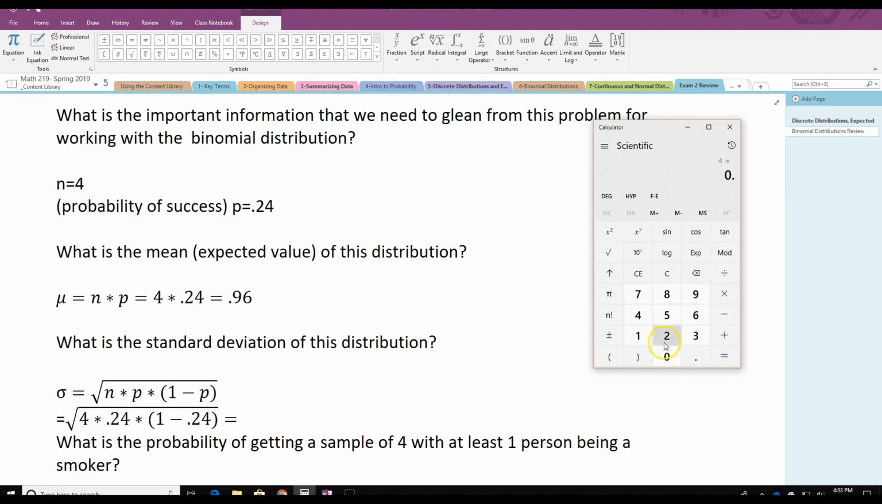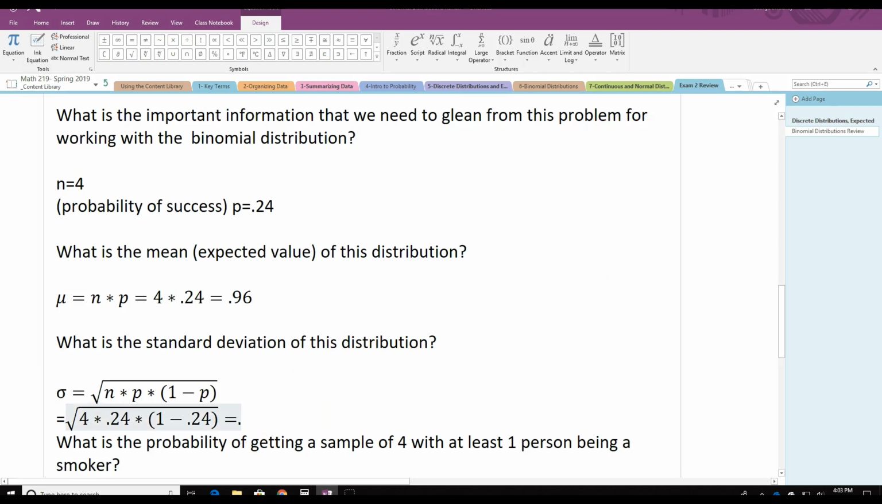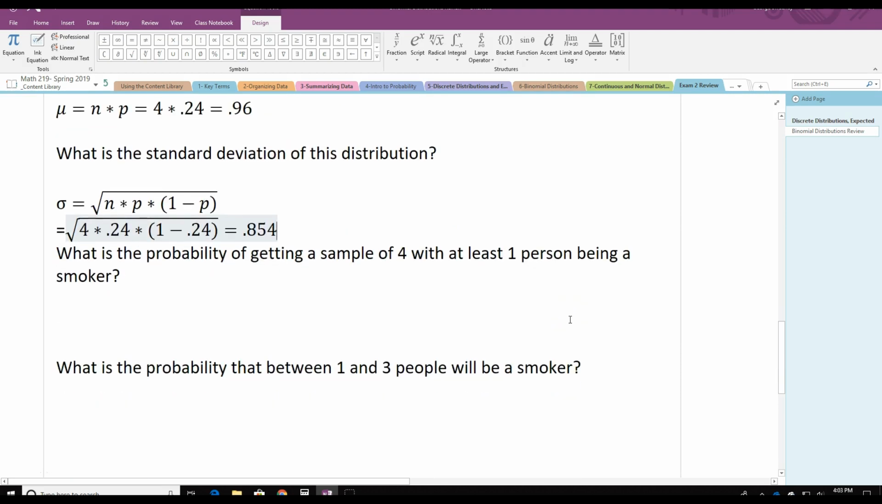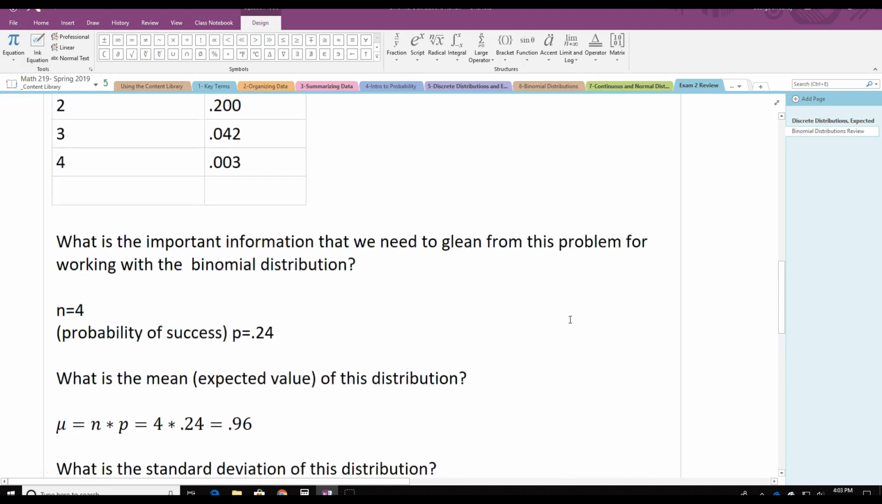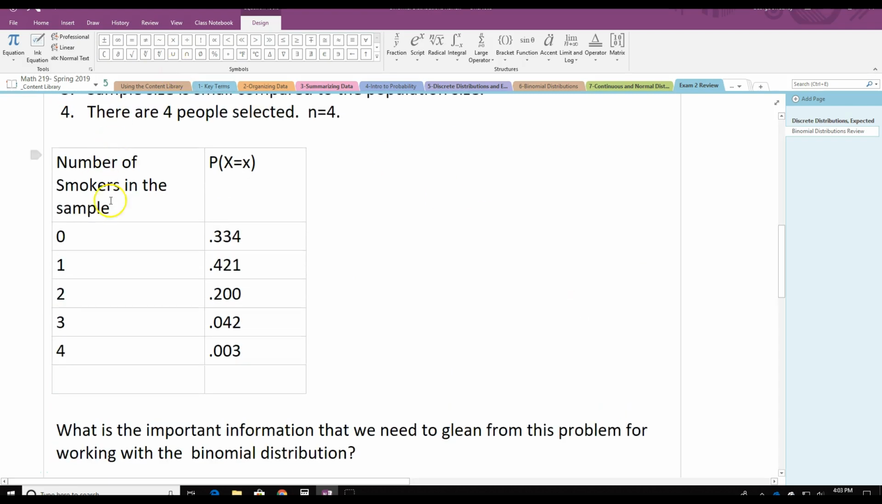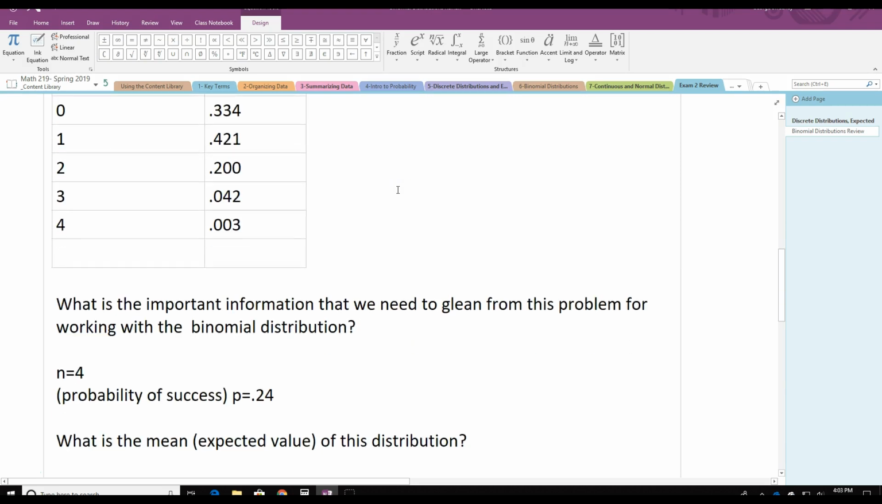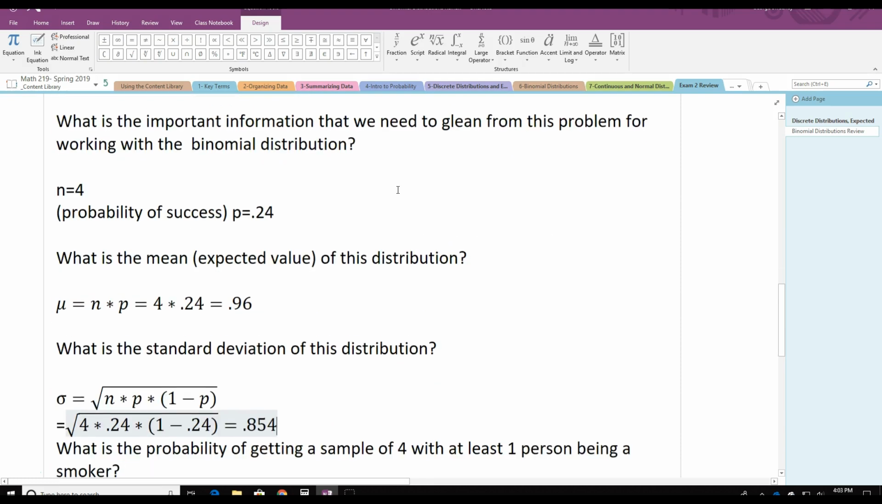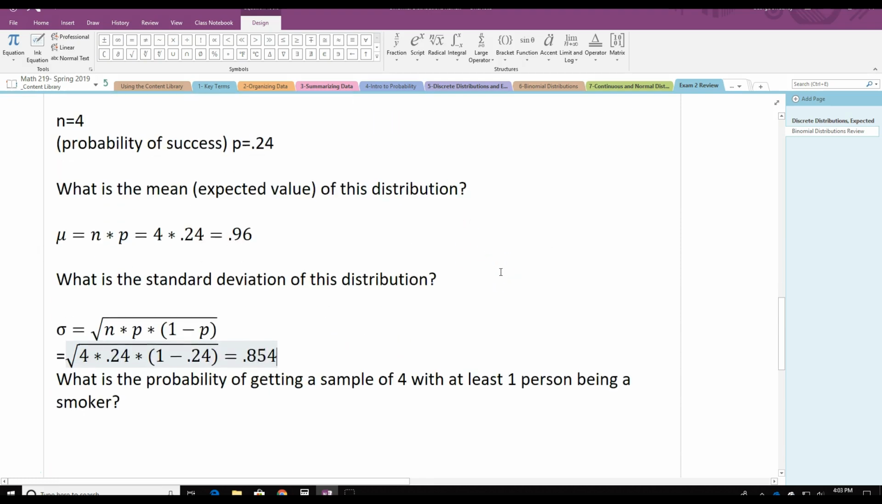And that'll equal, and we just utilize our handy-dandy calculator, 4 times 0.24 times 0.76 equals, and then I'll square root it, and so that's 0.85. And so our standard deviation is 0.854, if we go to 3 decimal places. And that's the standard deviation. So you look at it, I've got this distribution. The average number of smokers that I expect if I pick 4 will be around 0.96, and it'll have a standard deviation for the distribution of 0.854.